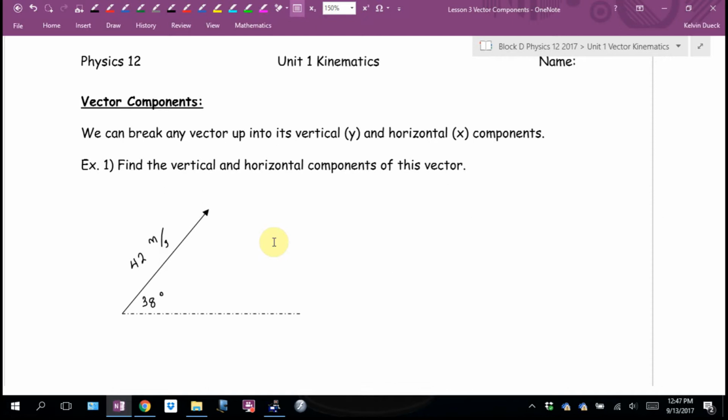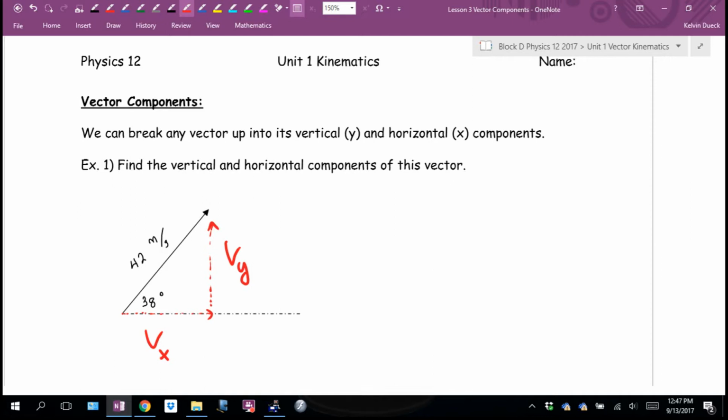Now, what do I mean by that? So I've given you this picture. With your pen or pencil, I'm going to do it in red as a dotted line. You can break this slanty line up into a horizontal, I'll call it Vx, and a vertical, I'll call it Vy, component. What we're really doing is we're asking what two vectors were added together tip to tail to give us the 42 meters per second at 38 degrees above the horizontal, and we're going to find them both.